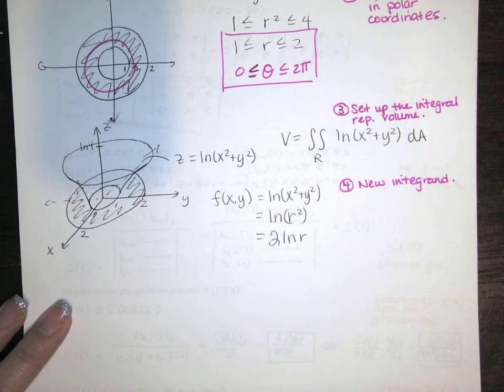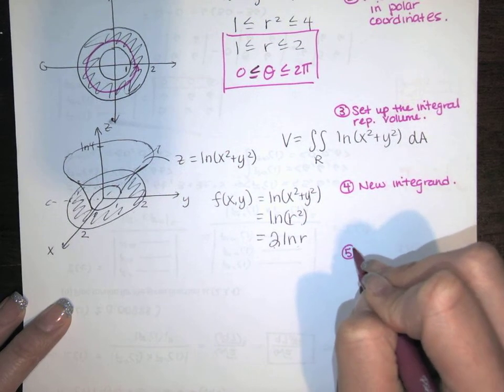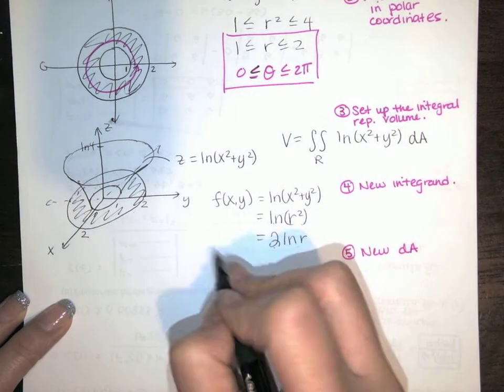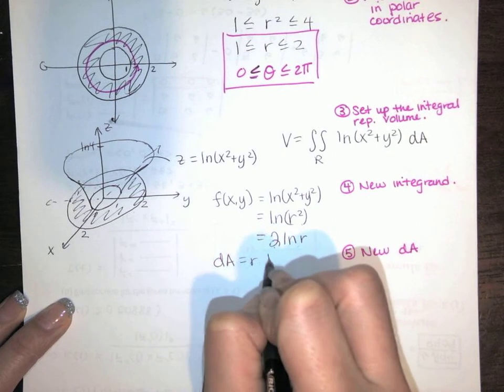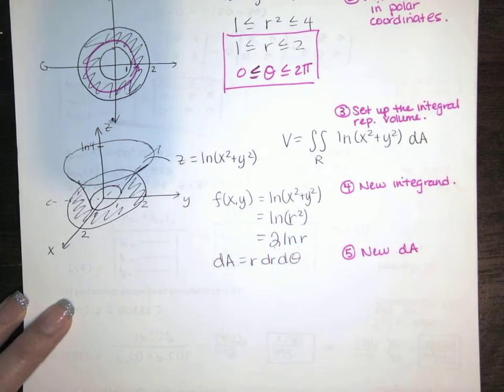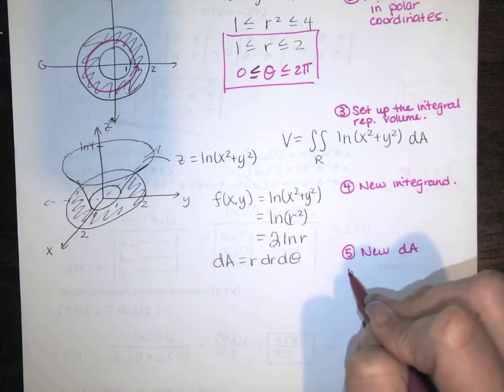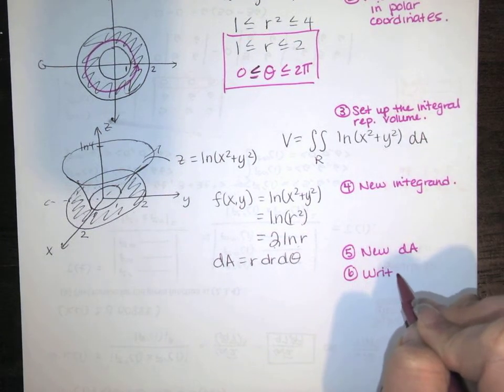Okay, so we've got a new integrand, and we need a new dA. dA is now, of course, r dr d theta, because that's how we convert dx dy and dy dx to polar coordinates. So now you put all those pieces together, and you write your integral in terms of r and theta.